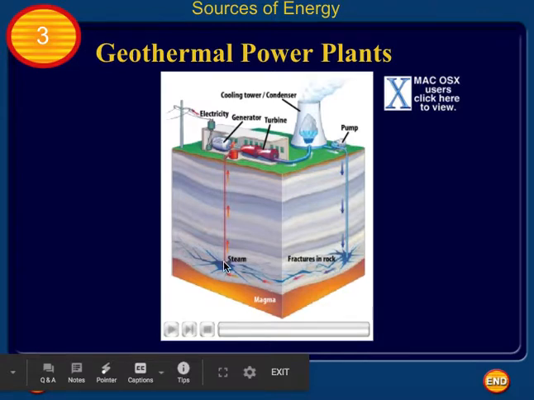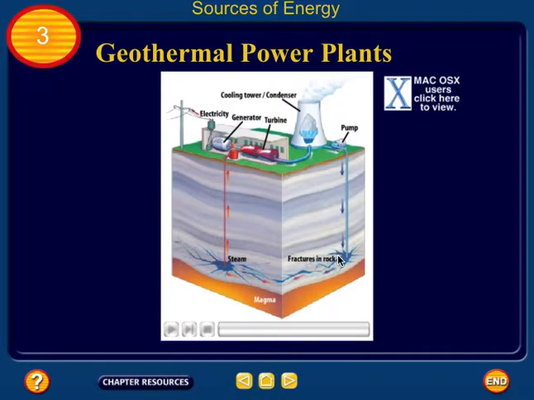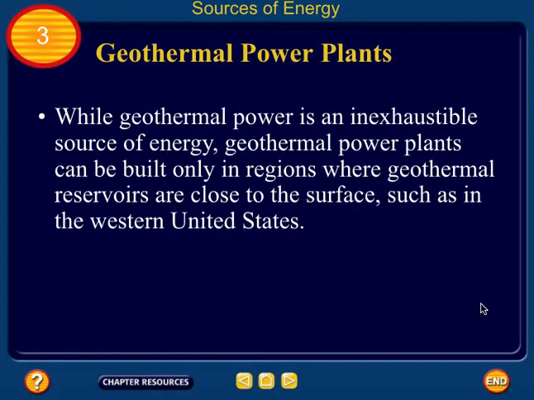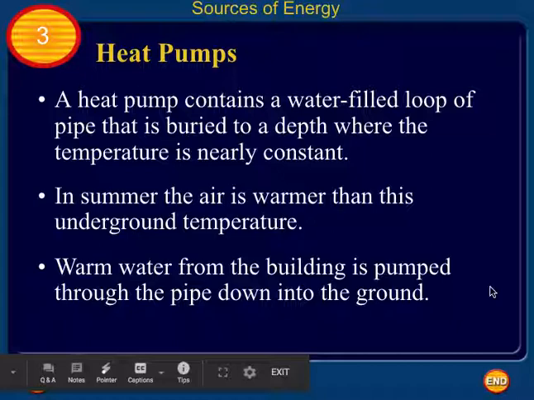So you've got warm water and steam that's coming up because it's under high pressure because of the magma that heats this rock and this water up in this area, and you pump water back in, and it creates this cycle of a working geothermal power plant. But it can only be used in certain parts of the United States where you have a limited amount of space between where the crust is and the magma actually operates and shows up. While geothermal power is an inexhaustible resource, geothermal power plants can only be built in certain regions. Western United States is one of those examples.